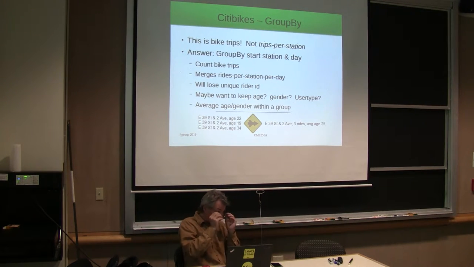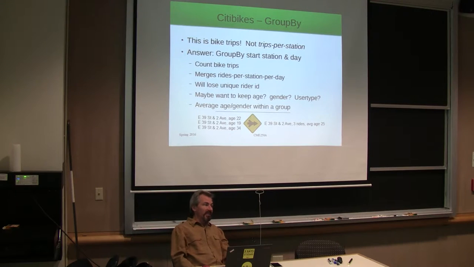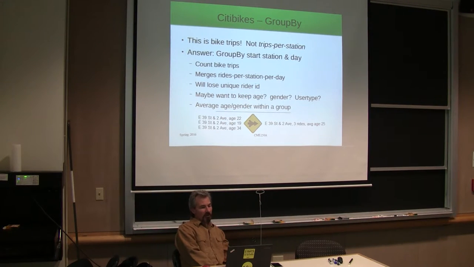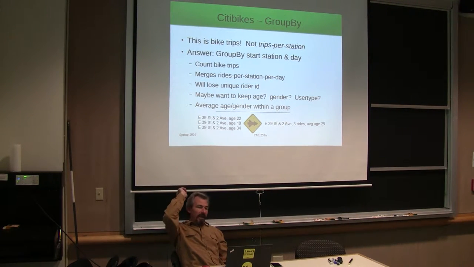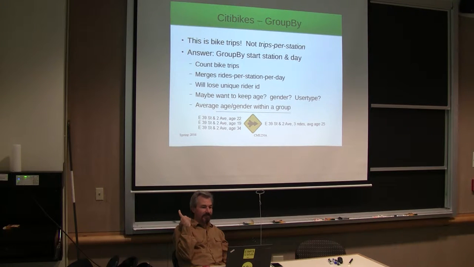Okay, the next thing is I got bike trips here, 10 million trips. But I'm looking for trips per station per day, so I don't have the right data yet. I'm going to do a group by, it's called, grouping by start station and the day. And within that grouping, I'll count the trips. So in the bottom, my little demo of East 39th and 2nd, I have three trips at the same station, same day. I'm going to pull out a count of three rides.